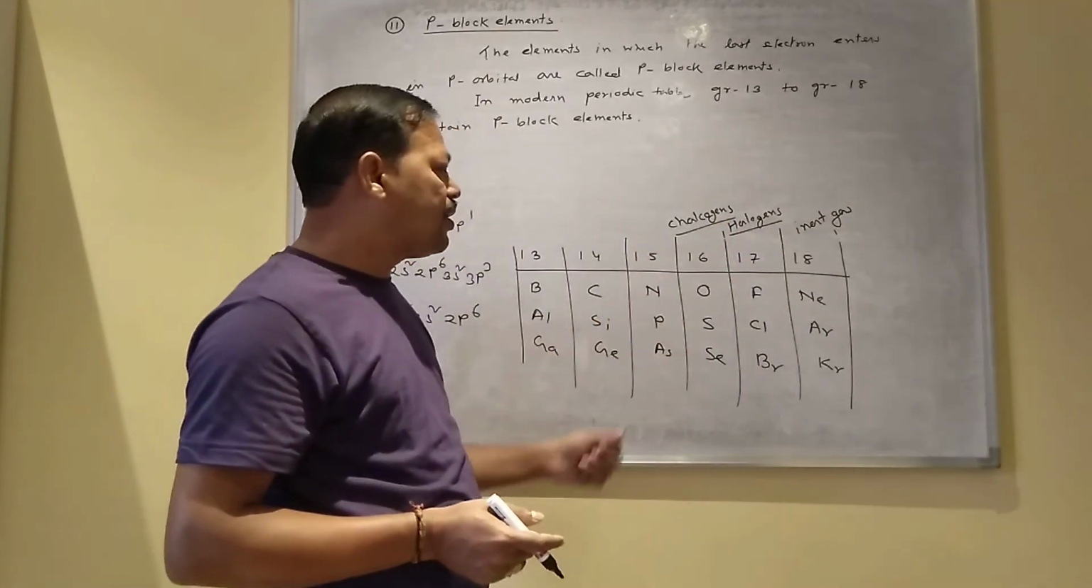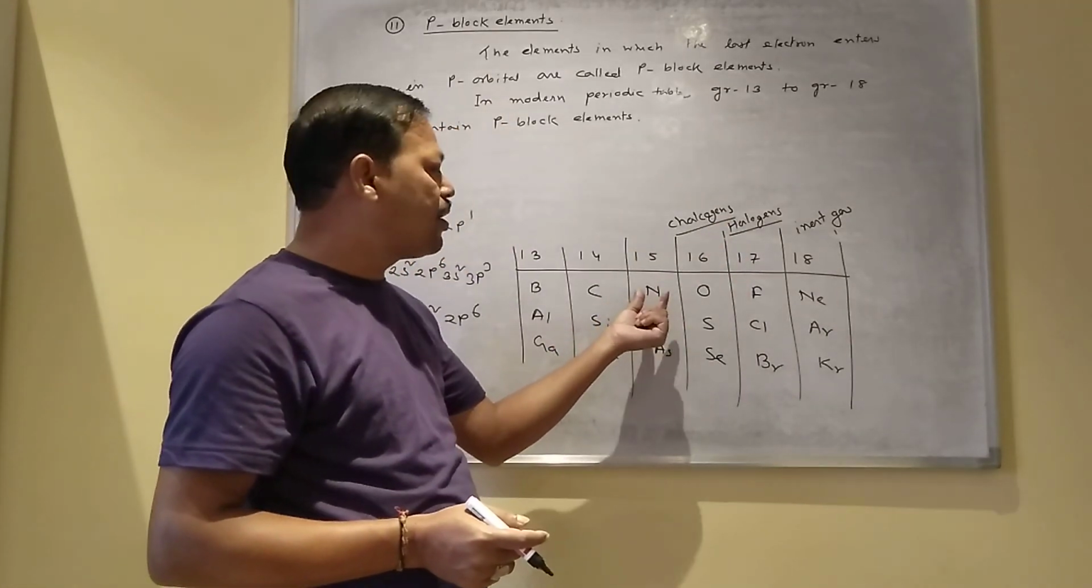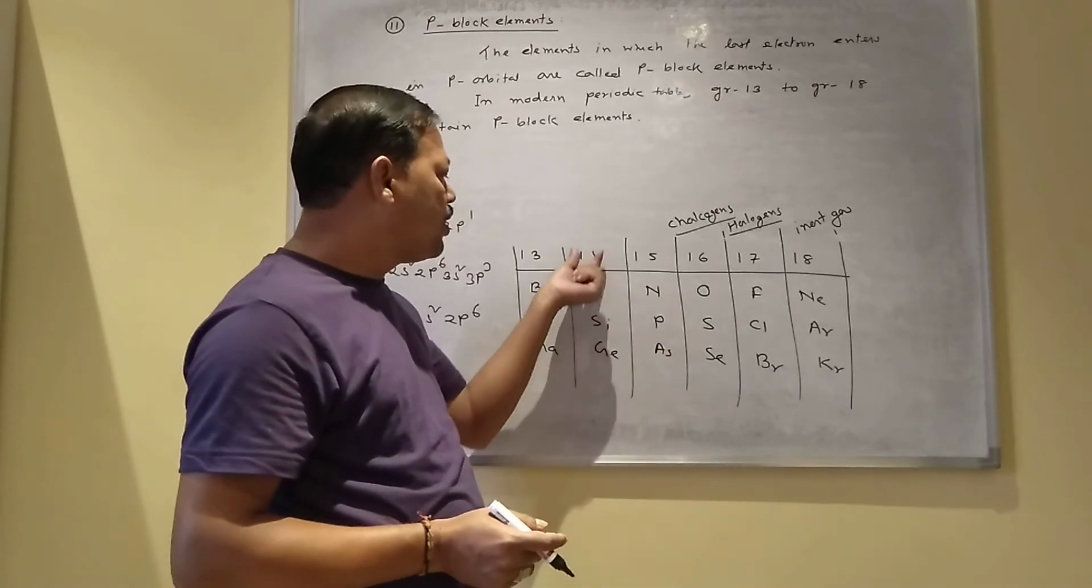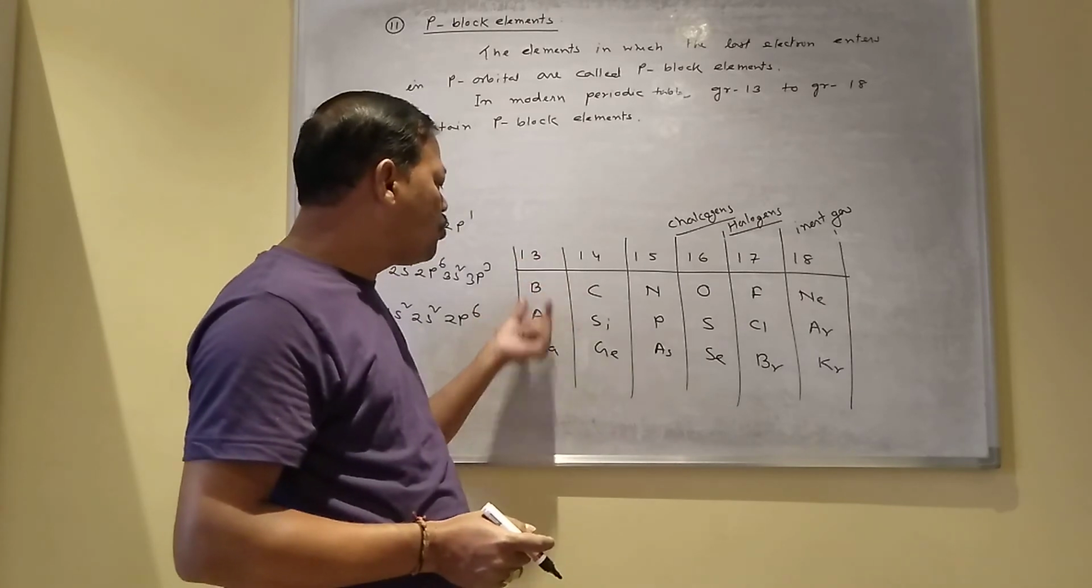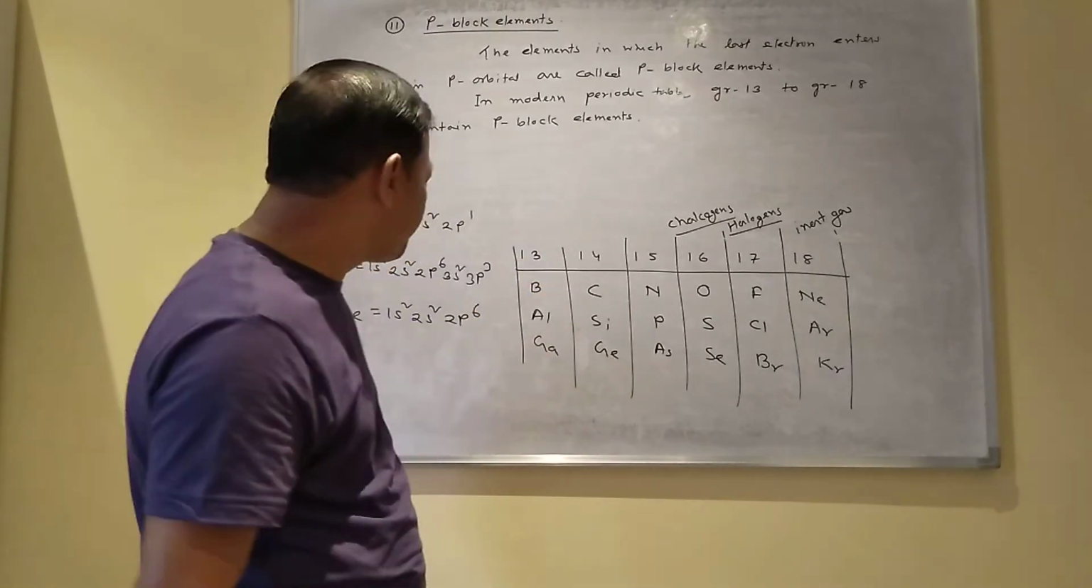And group 15, since the first element is nitrogen, that's why they are called nitrogen family. Group 14 elements are called carbon family, and group 13 elements are called boron family.